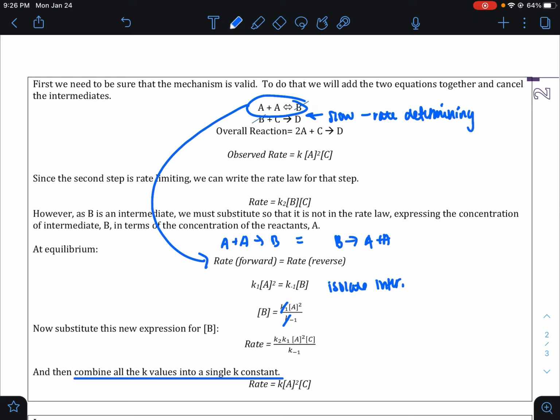If we then solve, we now have our intermediate, B. So then we can take B, everything over here, and plug it right into our rate based on our slow step, because again, you can't have an intermediate in the overall rate order.